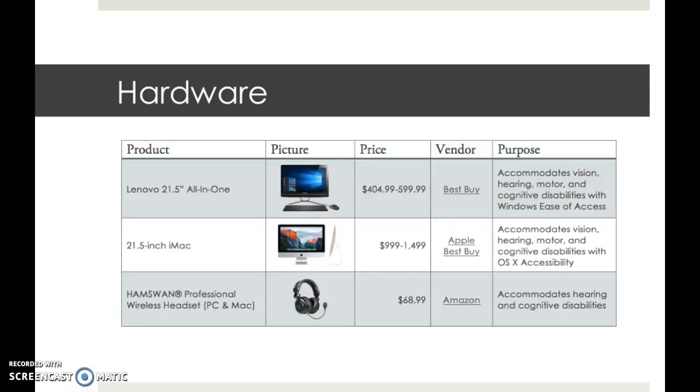Looking at hardware, I would choose 10 Macs and 10 PCs. Mac's OS X accessibility and Windows Ease of Access both offer software to accommodate vision, hearing, motor, and cognitive abilities, which we'll talk about a little bit more when we look at the software. Both the iMac and Lenovo come with 21.5-inch monitors, and they can be purchased at Best Buy. The Macs can also be purchased through an Apple store for an additional school discount.